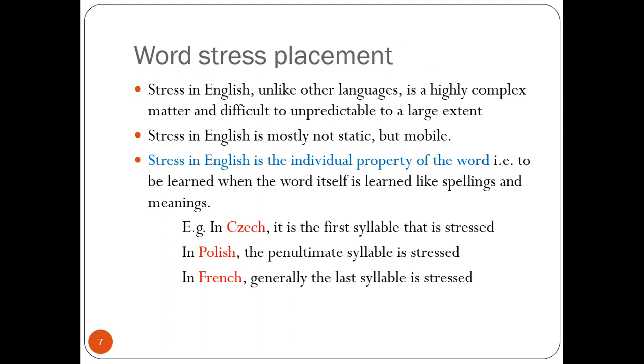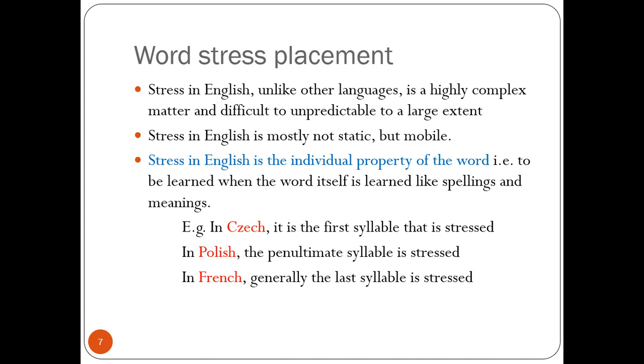Word stress placement, like where to place the stress within a word. Let's see. Stress in English, unlike other languages, is a highly complex matter. It's really difficult to predict. Make this correction, please. It's incorrect. It should have been difficult and unpredictable to a large extent. So instead of "to", just consider "and". So it's a highly complex phenomenon.